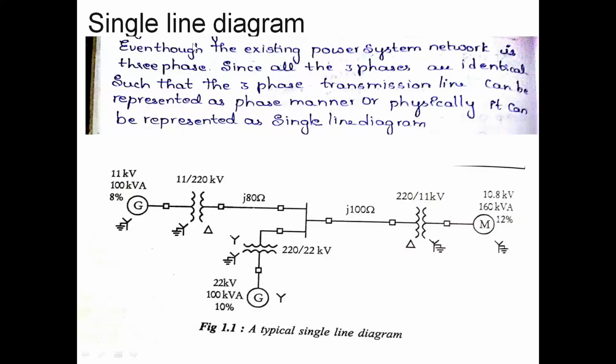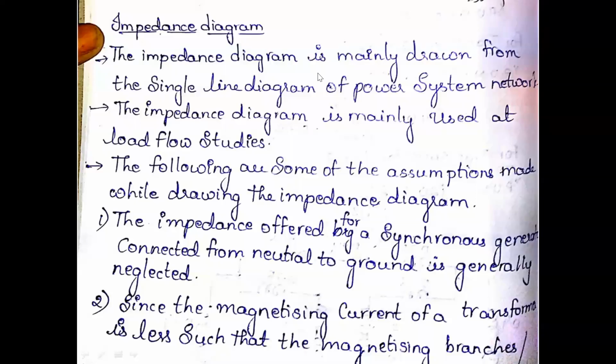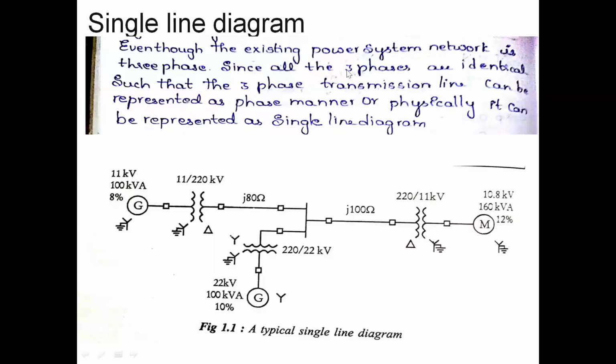Now from this, how are we going to calculate the impedance diagram? We will see how we calculate the impedance diagram for a single line diagram. Actually you know what a single line diagram is, I have mentioned it here also. Generally our power system is three phase, but to simplify it, we use the single line diagram. That means we simply represent our power system in a single line.